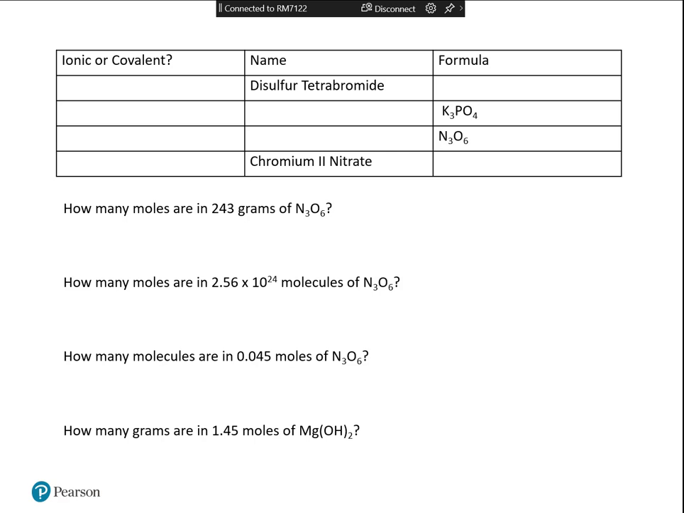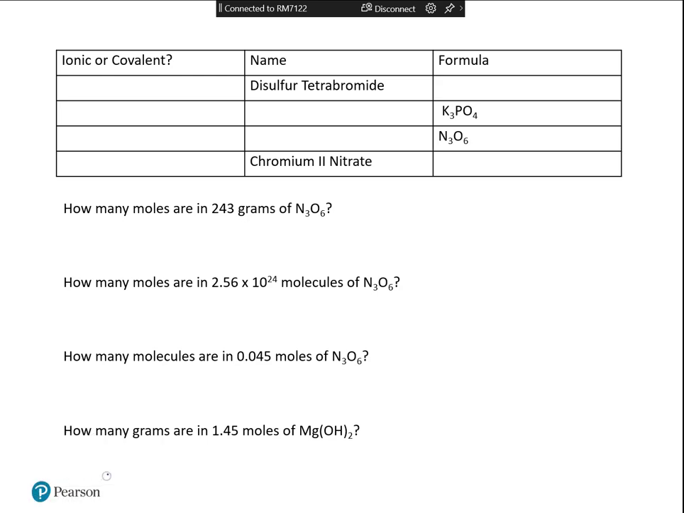It's just trying to identify. What I would tell you to do is, if you're asked to give the name or the formula of any kind of molecule, the first thing always is to try and figure out: is it ionic or is it covalent? Because that's going to determine how you go about the naming. So disulfur tetrabromide, what is that? Ionic or covalent?